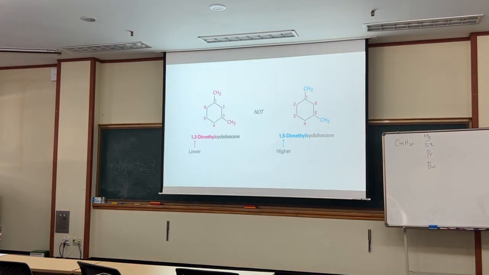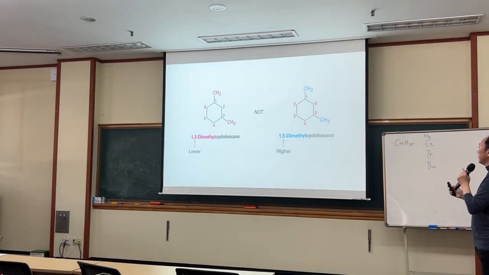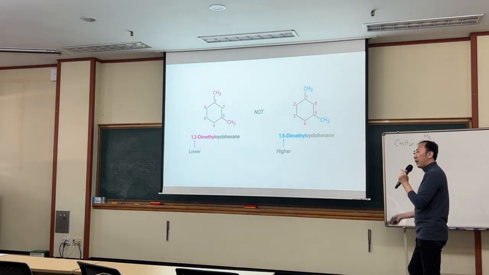So dimethylcyclohexane. Okay. And you need to give the number here: 1,3-dimethylcyclohexane. Capital or not is not important, but commas and dashes are all important. And no space in between here. Okay, dimethylcyclohexane and position.